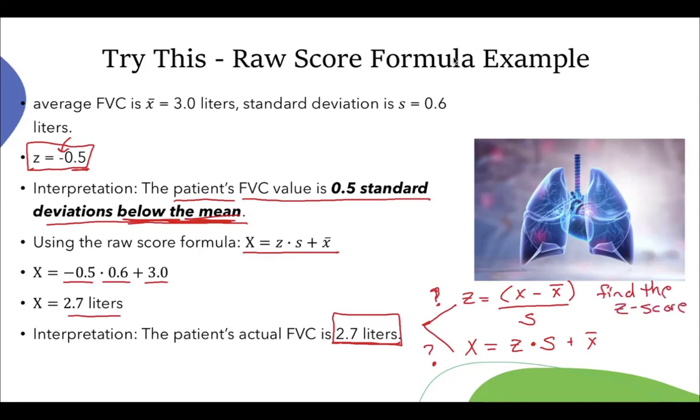If the question asks you to find the value or raw score, or if it says find the forced vital capacity value, find the cholesterol value, find the blood pressure value, those are examples where you're going to apply the raw score formula.